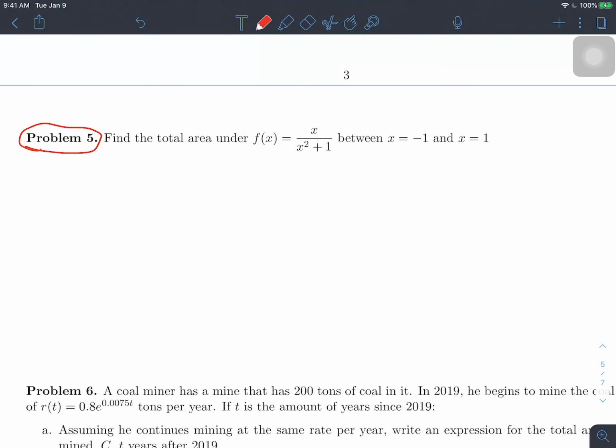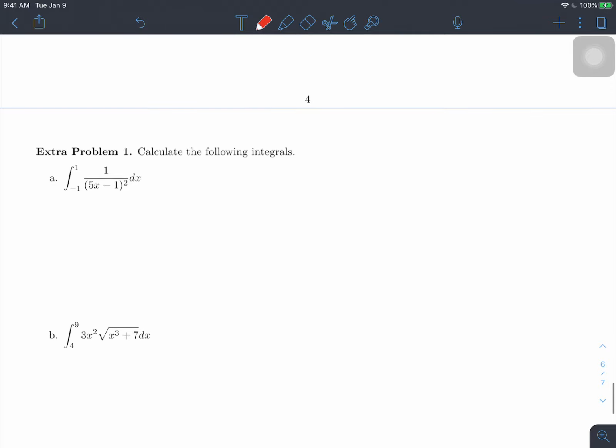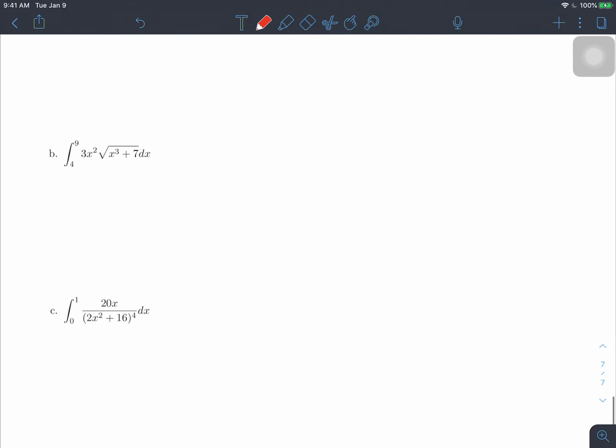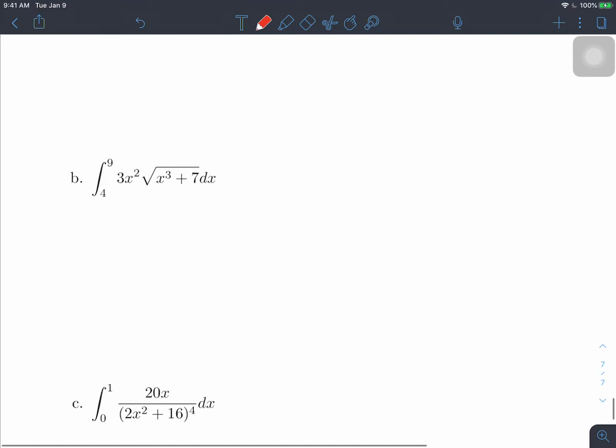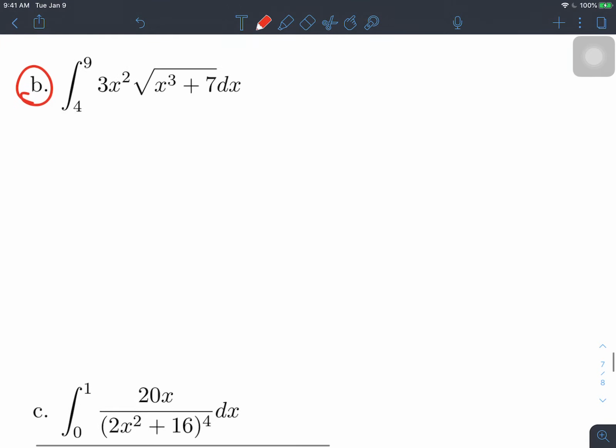So the total area under f of x equals x over x squared plus 1. This one's a bit more straightforward. What I really need to do is the integral from -1 to 1 of x over x squared. Oh, you gotta be kidding me. It's one of these problems. I need a simple problem so I can just show you how this works. Here we go. Okay, very sorry about that. This one's a winner, I think.